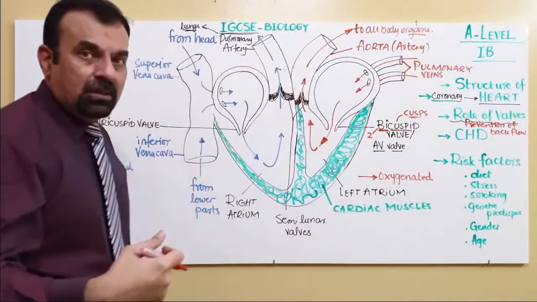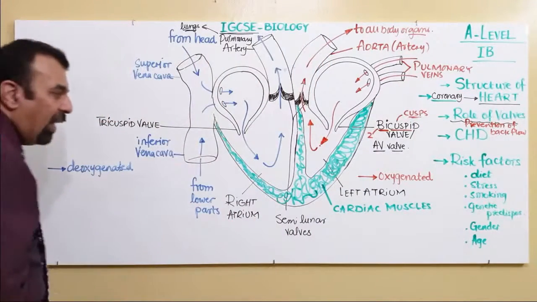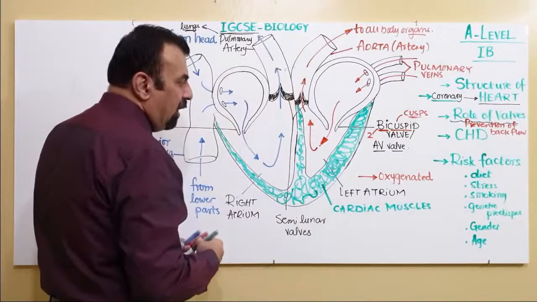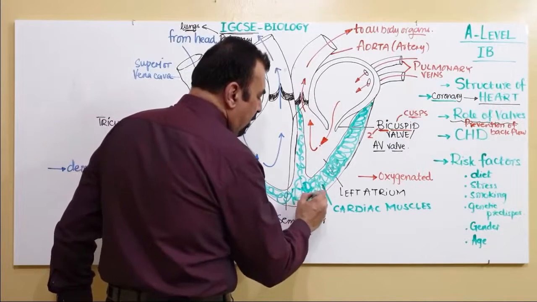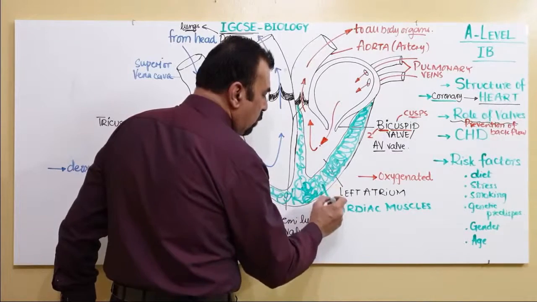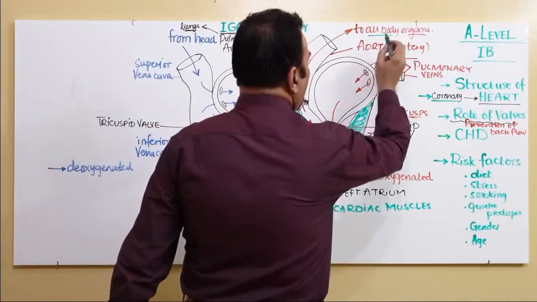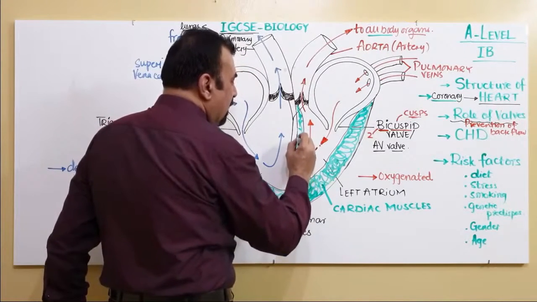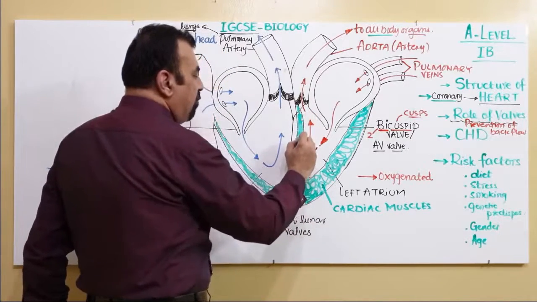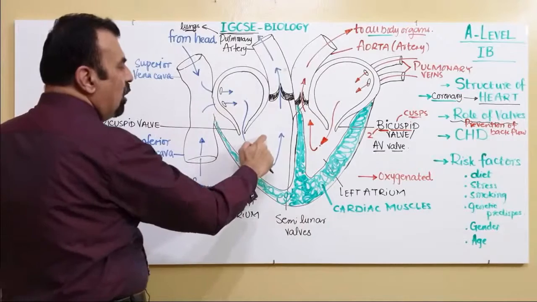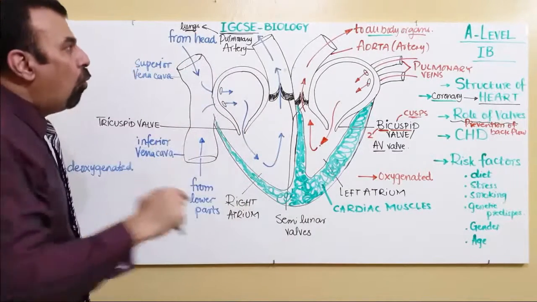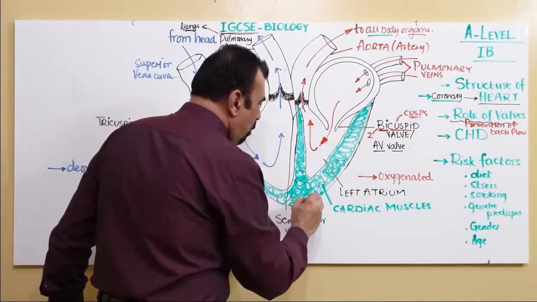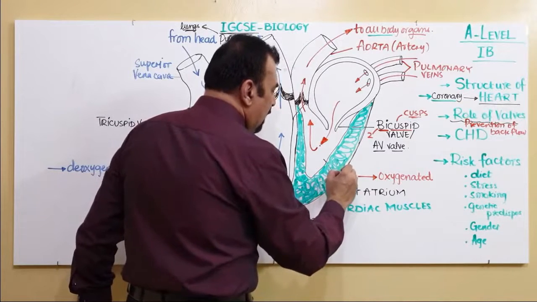Now coming back to our previous unanswered question: why are the cardiac muscles much thicker in the walls of the left ventricle? The reason is that the left ventricle is supposed to send blood to all the organs of the body, and the right side only has to supply blood to one organ, the lungs. If you compare the number of organs, this chamber is supplying blood only to the lungs, while this one is supplying blood to all the organs of the body. So it has to serve many more organs than the right side.